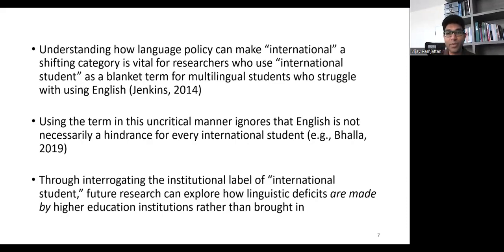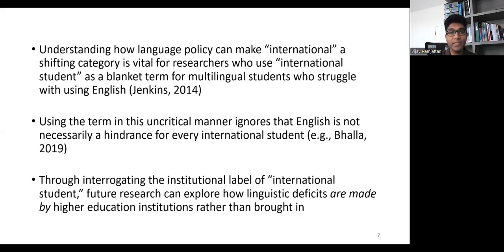So what does this all have to do with research then? I think understanding how language policy can make international a shifting category is vital for researchers who use international student as a blanket term for multilingual students who struggle with using English. So using this term in this uncritical manner ignores that English is not necessarily a hindrance for every international student. For instance, Shireen Bala notes that even if their English is unfairly scrutinized, as I mentioned before, Indian students often have an easy time linguistically adjusting in US universities precisely because they are recipients of a British colonial education, which obviously required them to use English on a daily basis.